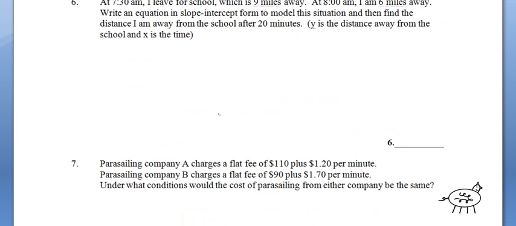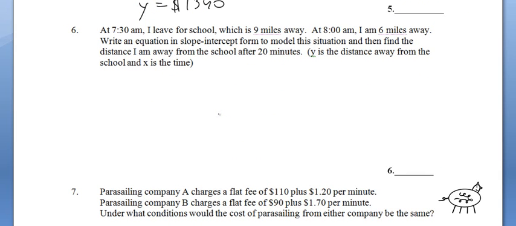All right, number 6. At 7:30 a.m. I leave for school. This is a kind of a tricky problem, so pay attention to this one. You're going to see this on a worksheet also. It's the exact same problem. 7:30 a.m. I leave for school, which is 9 miles away. At 8 a.m. I am 6 miles away. Write an equation in slope-intercept form to model the situation, and then find the distance I'm away from the school after 20 minutes. I always give you enough information to come up with an equation, and then once you do that, you have 20 minutes for your time, and you figure out the distance away.